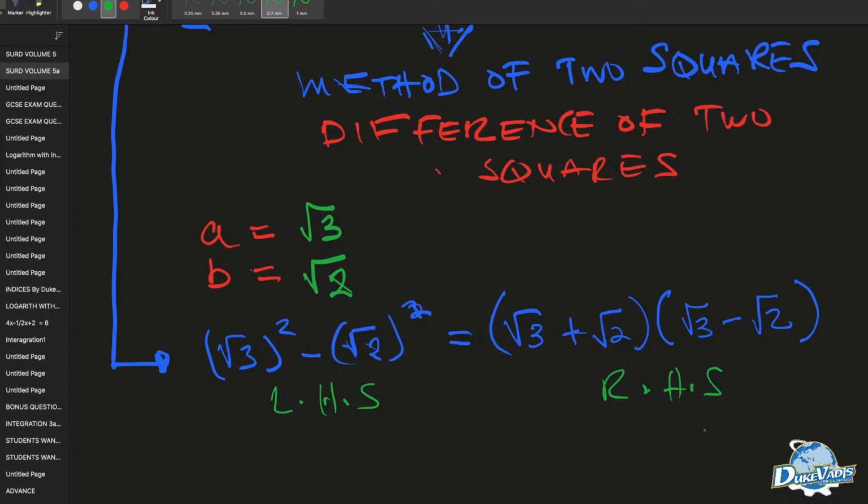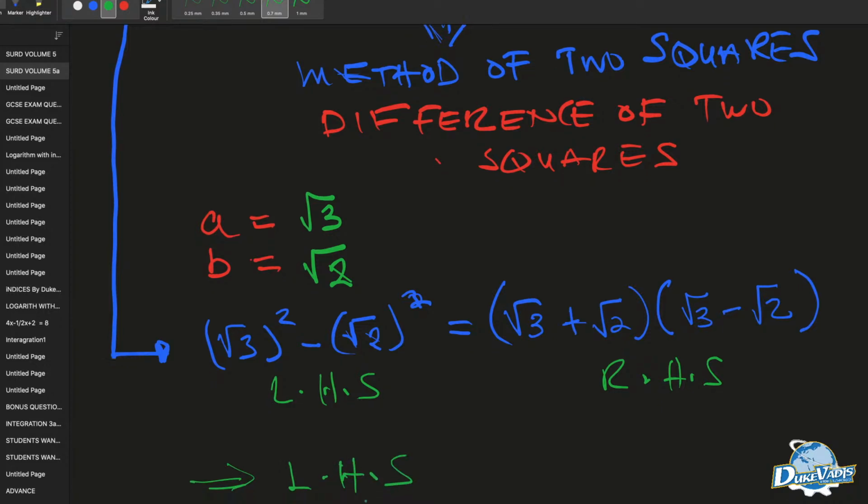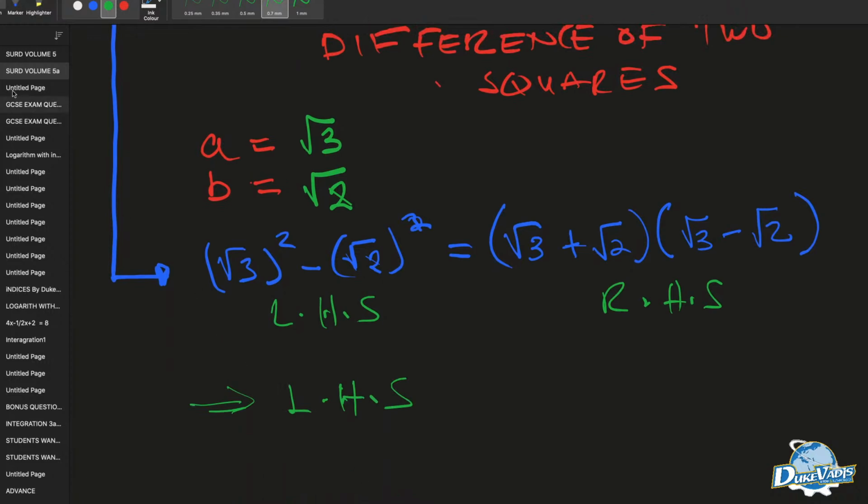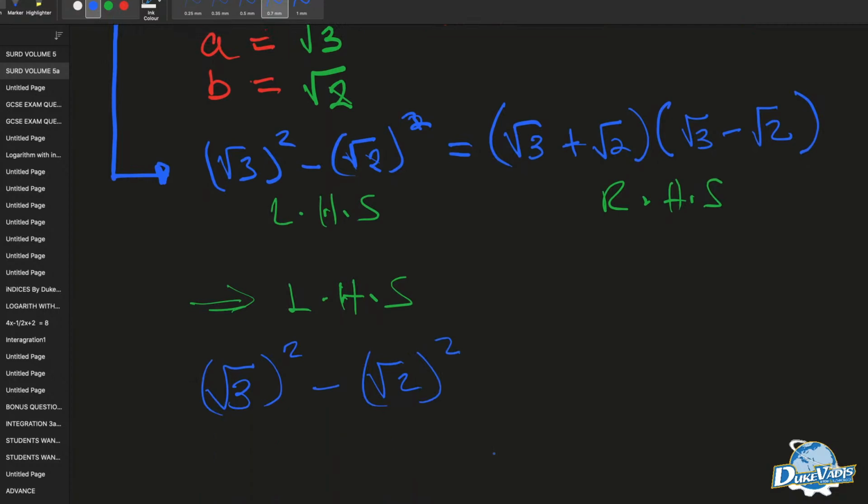Now let's tackle the first one. We are going to prove that the left-hand side is equal to the right-hand side. So we tackle the left-hand side first. Without question, we have root 3 squared minus root 2 squared. That's the left-hand side. So how do we simplify this?